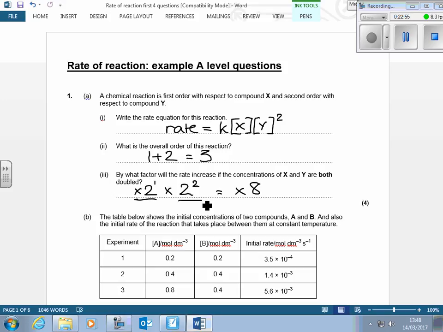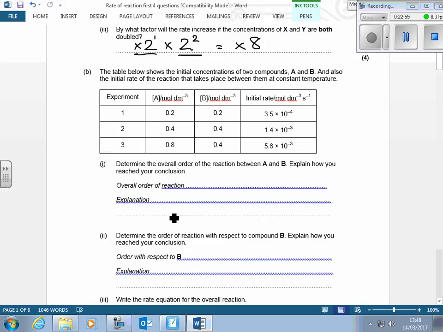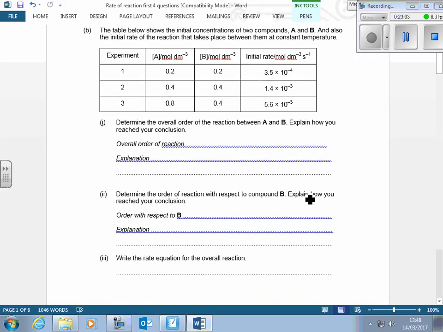Okay, the next bit on here is like the ones we had many hours of fun with last week. So, overall order of reaction between A and B. This is a different question. That always confuses me. Overall order of reaction. Explain how you reached your conclusion.